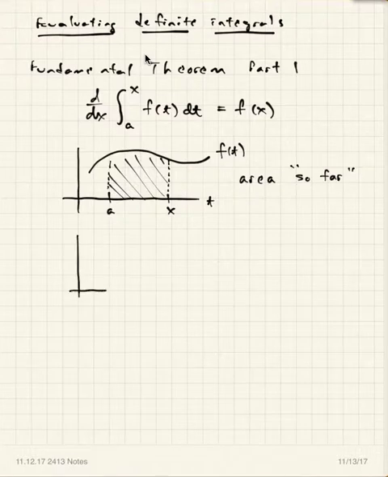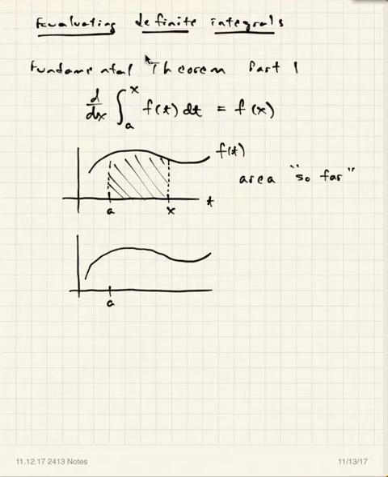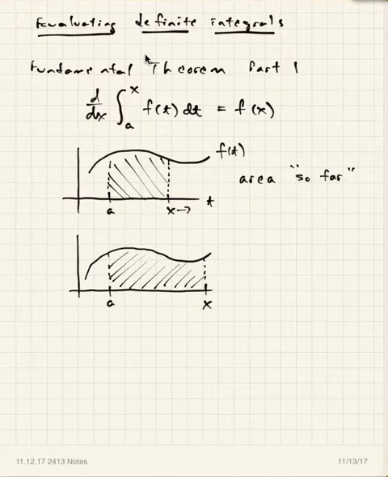You could have the exact same function, which I'm probably not going to draw a very good job of, but let's say it is, and that's a, and maybe x is out to here. And so notice now it's changed, the lower limit stays the same, and the upper limit is moving from left to right. And so that's a variable, and so it can move around. That's why I call it the area so far. It's the area so far from a out to x.